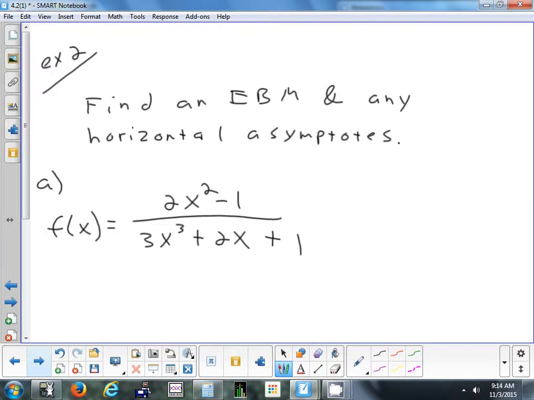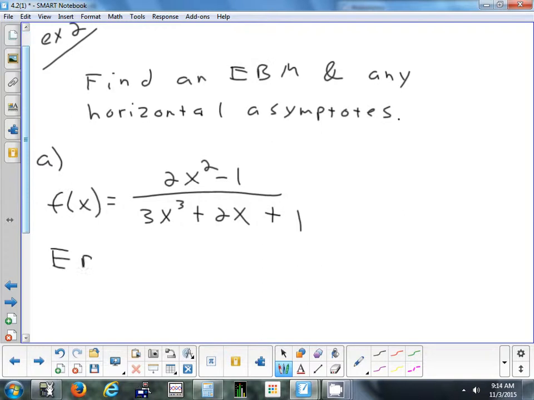And what the end behavior model really does is it gives us a way to find horizontal asymptotes. Because the end behavior model predicts what's going to happen as x gets really, really big. And that's exactly what horizontal asymptotes are: what happens to y as x gets really, really big. So let's start with our EBM. When I write EBM, it means end behavior model.